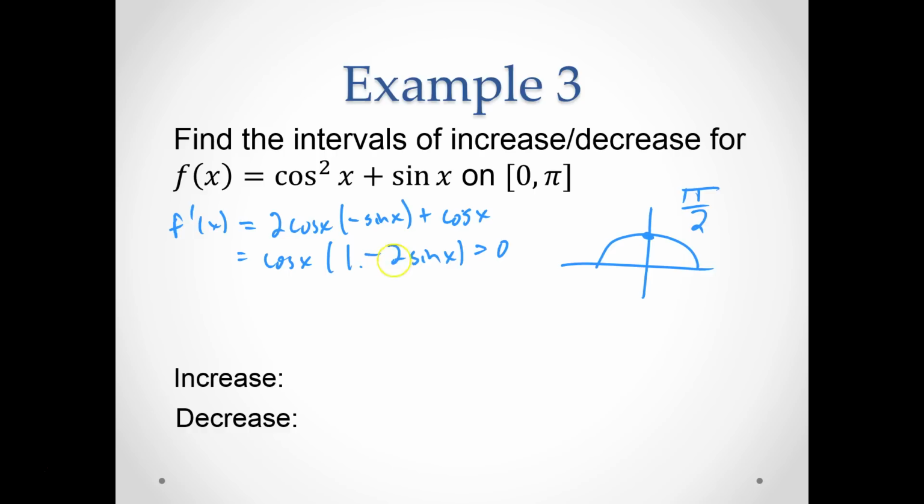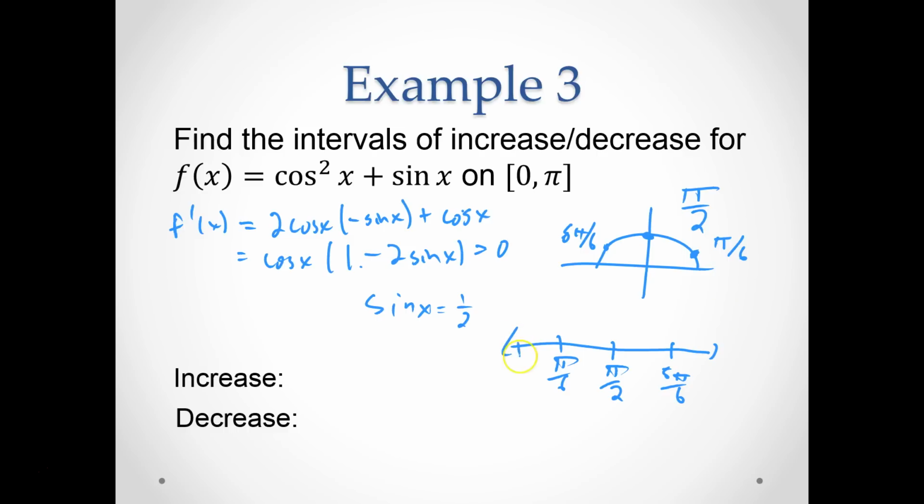And then 1 minus 2 sine x, if that's 0, that looks like sine x would have to be 1/2. So if sine x has to be 1/2, that happens over here at pi over 6, and also over here at 5 pi over 6. So let's set up our number line here. Those are the 3 spots we're worried about at pi over 6, and then at pi over 2, and then at 5 pi over 6.